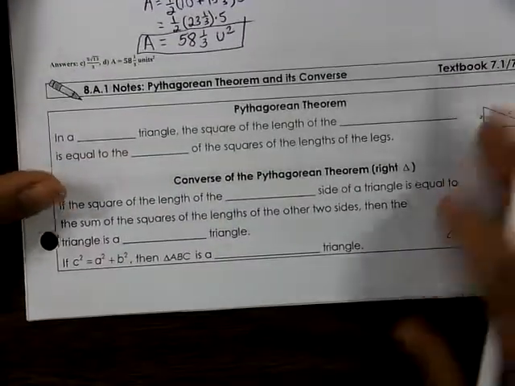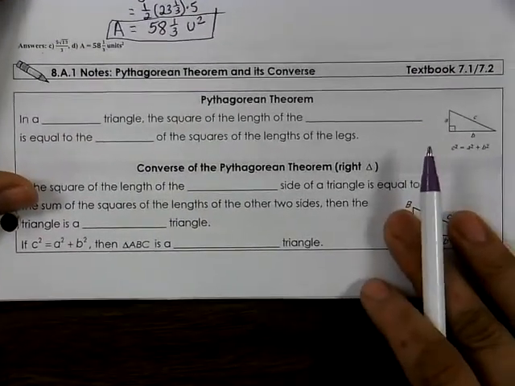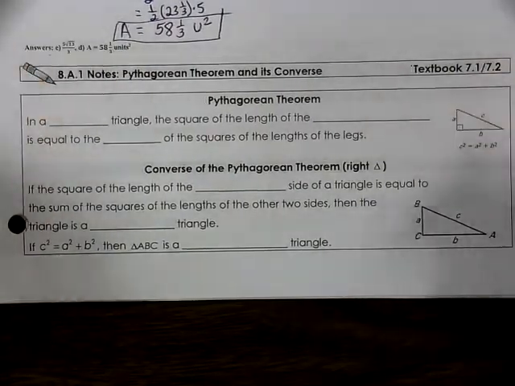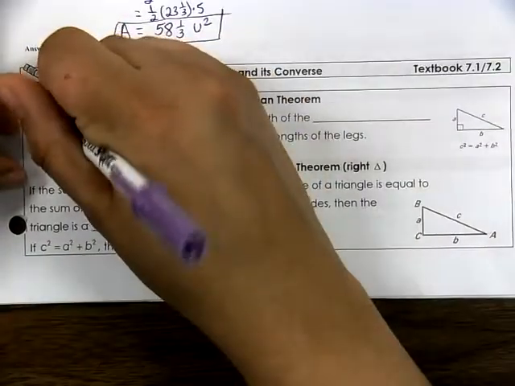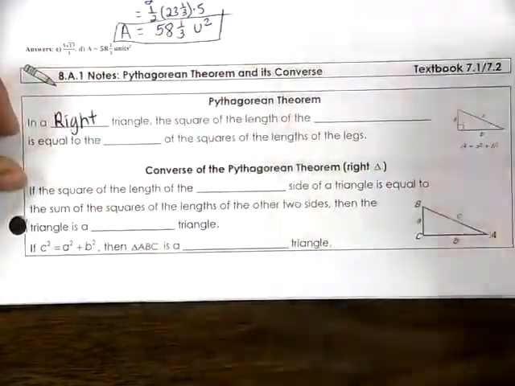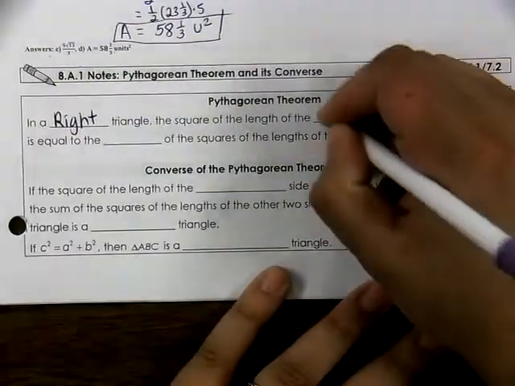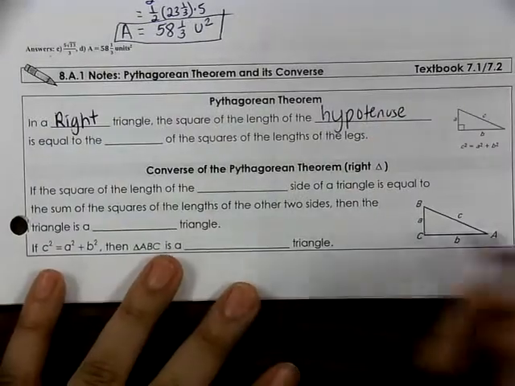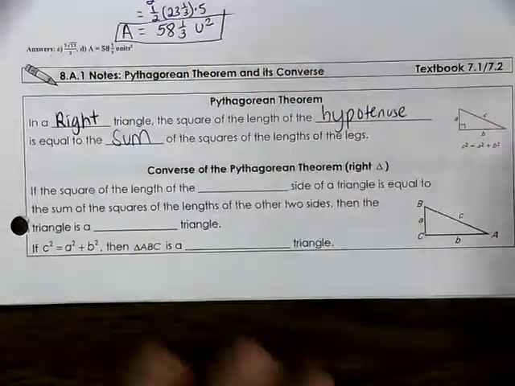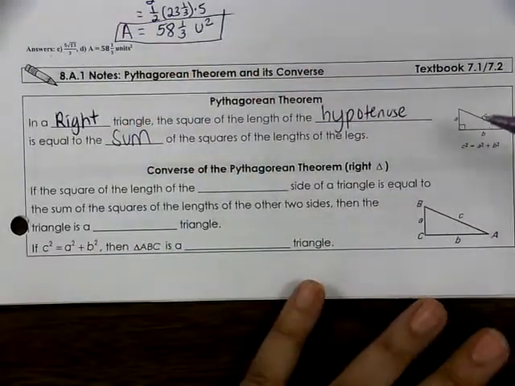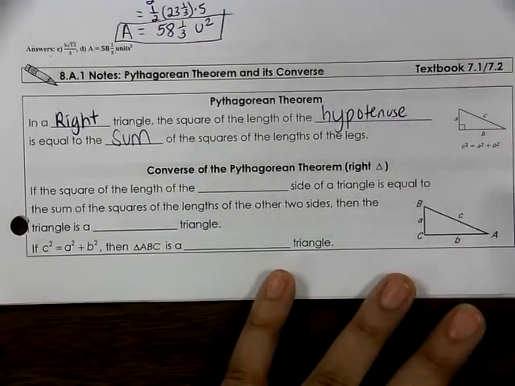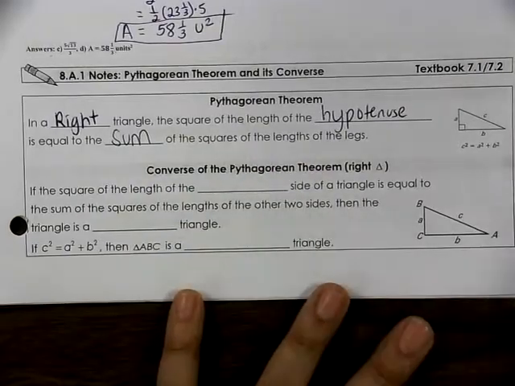So we're going to move on to the new part, which is 8.A.1, dealing with the Pythagorean Theorem and its converse. So we're going to do a quick recap. All this should look familiar because you've seen it before. So let's start off with, in a right triangle, the square of the length of the hypotenuse is equal to the sum of the squares of the lengths of the legs. So really just saying c squared, the square of the hypotenuse, is equal to the sum a squared plus b squared of the squares of the legs.